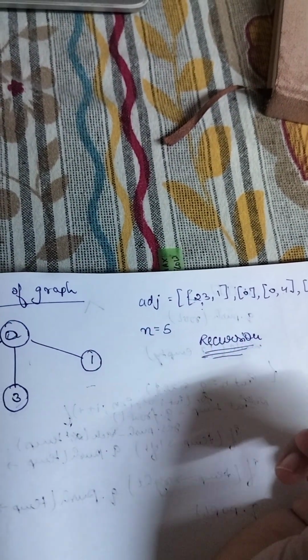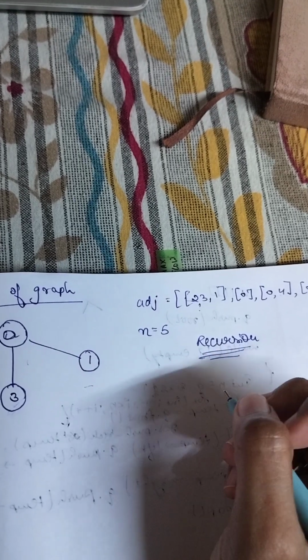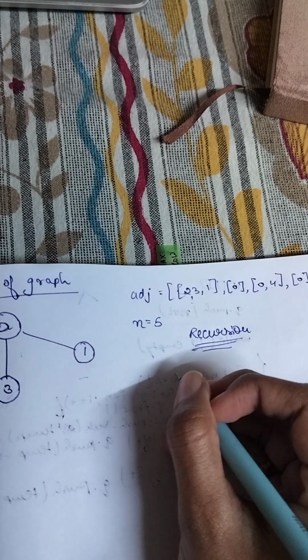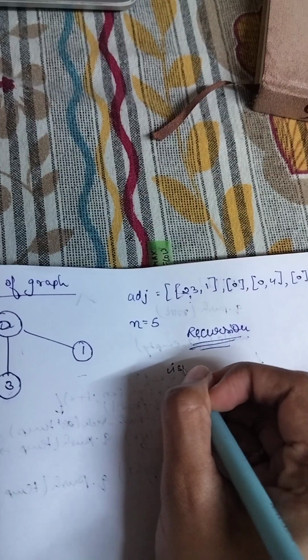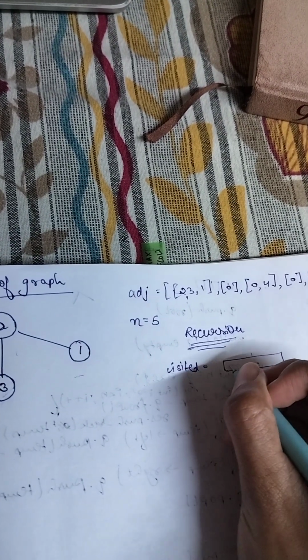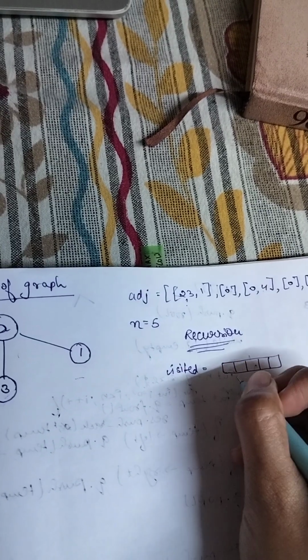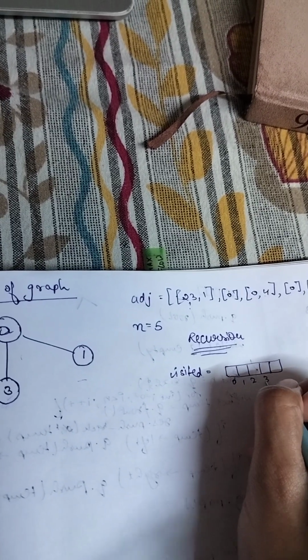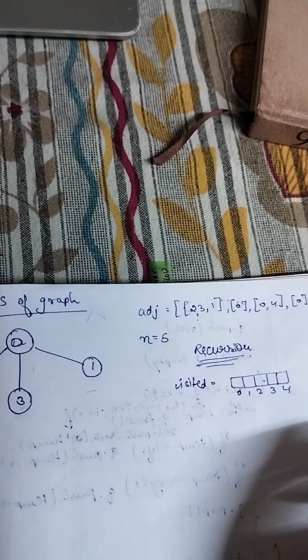Okay, now I'm going to make a boolean array called visited of the same size, with indices 0, 1, 2, 3, 4. Okay, this I gave them as index.